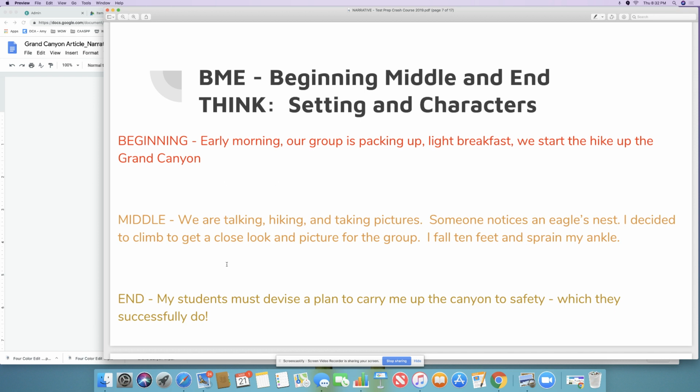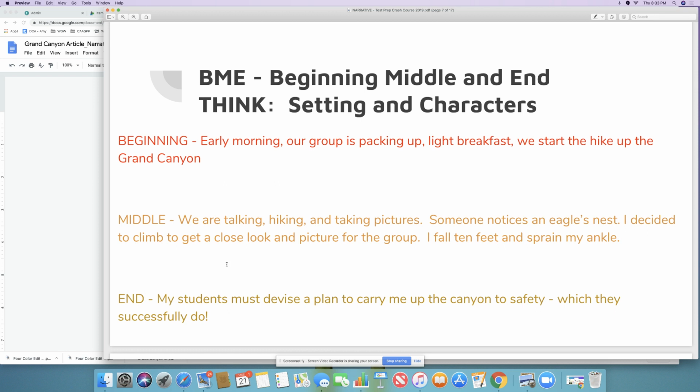And in the middle is where my problem happens, right? We've got to have a problem, a conflict. I'm going to fall 10 feet and sprain my ankle. All right. So in the SWBS, we've got the somebody is me wanting to go get a picture of that eagle's nest, but I fall 10 feet and sprain my ankle.